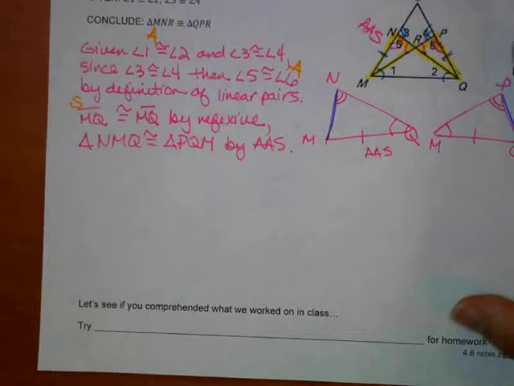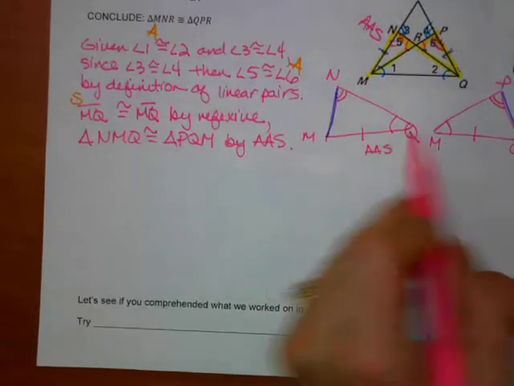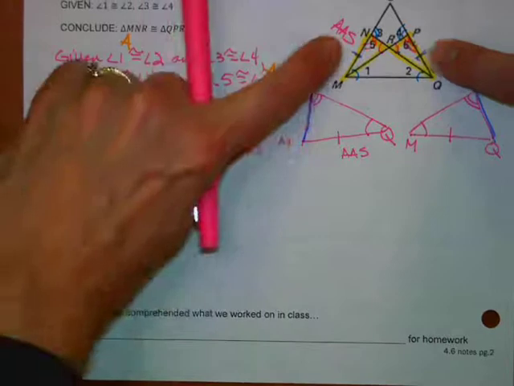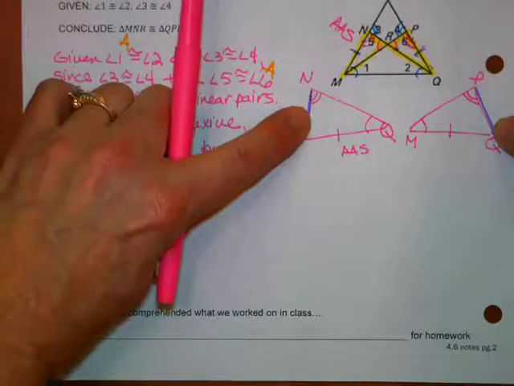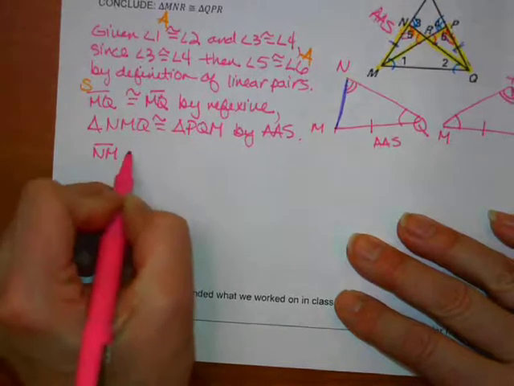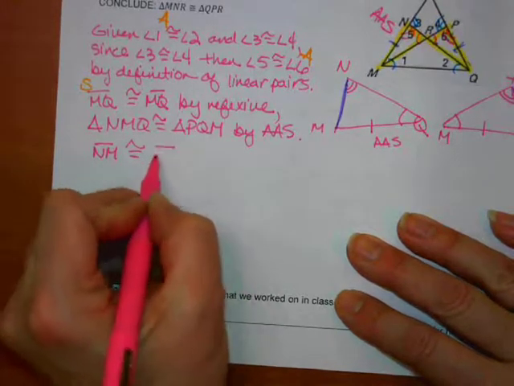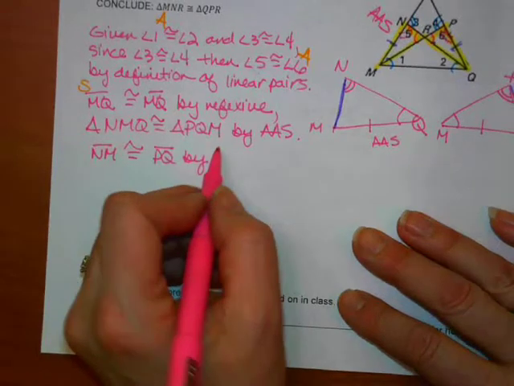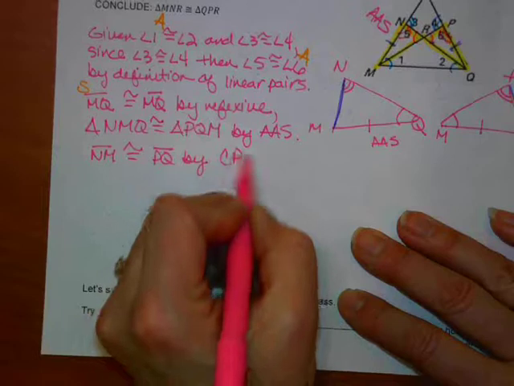I might have named it wrong. NMQ, PQM. No, I did it right. Let's just finish it. So now that we've done this, we can state these two, right? That's what we need. We need those up there. So we'll state these two. So I can say NM is congruent to PQ by what? CPCTC.